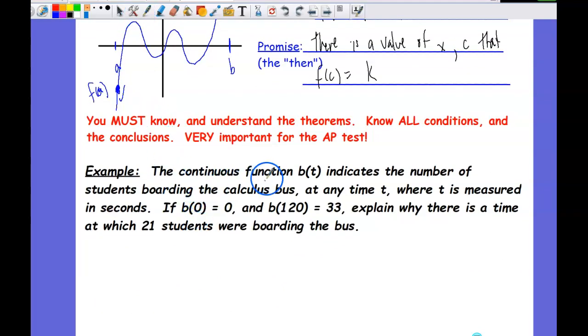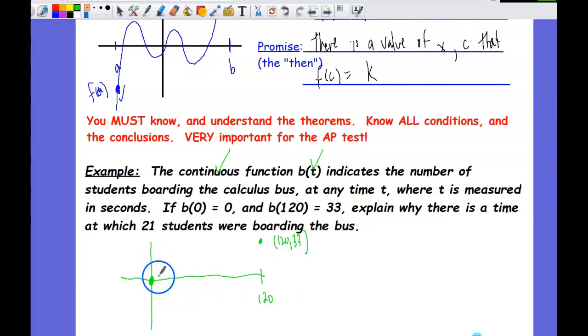So in the example, we have a continuous function, so that is a criteria that's met, and our continuous function happens to be named b of t. And this function indicates the number of students boarding the calculus bus at any time, where t is measured in seconds. If b of 0 is 0, so I'm just going to start forming a little graph here. The number of students at time 0 is 0, so I can plot that point. And then 2 hours later, 120 minutes, so there's my 120 minutes. There are 33 students on the bus, so this is 120, 33, and this is a value of 0 down here.